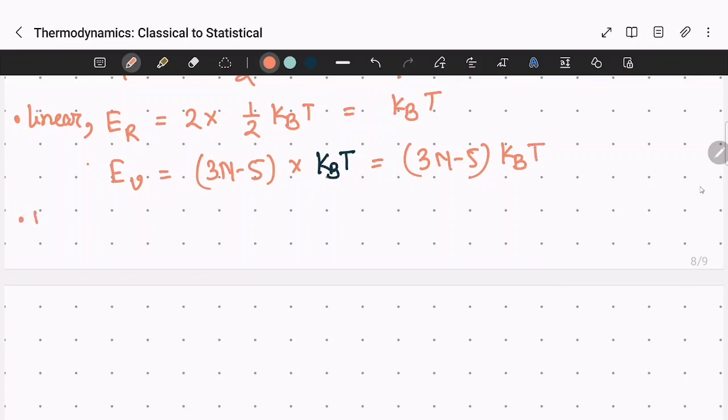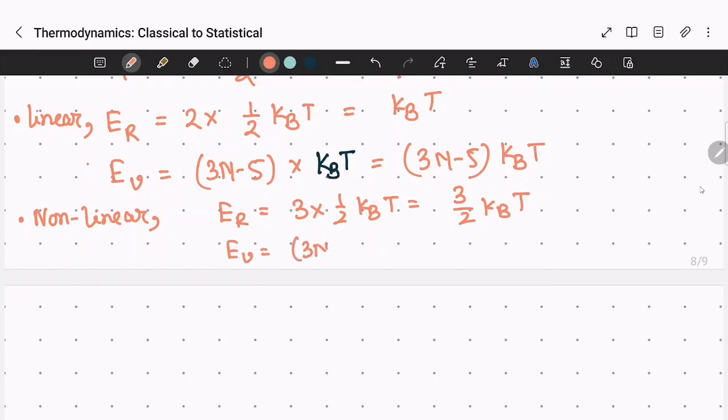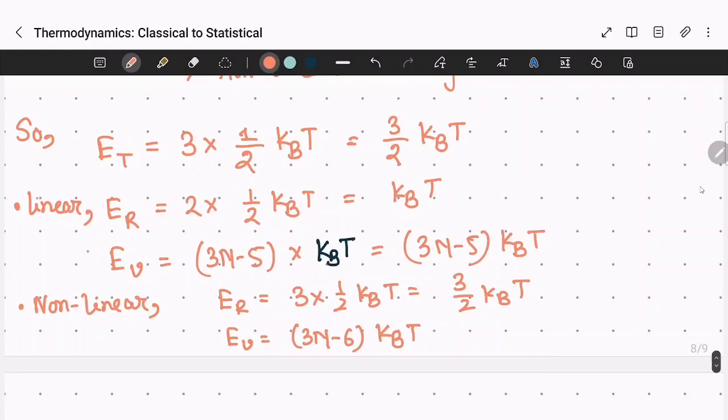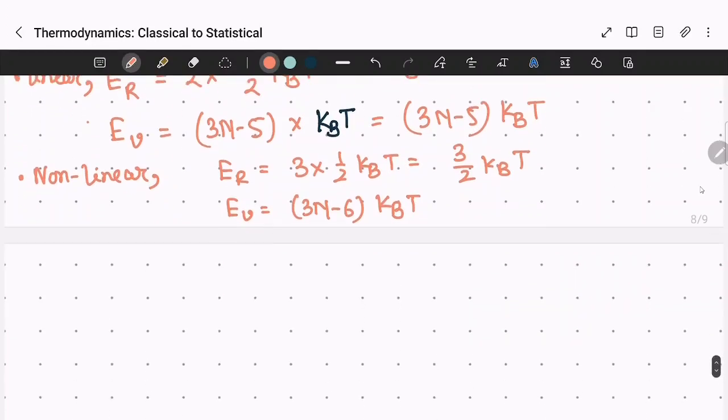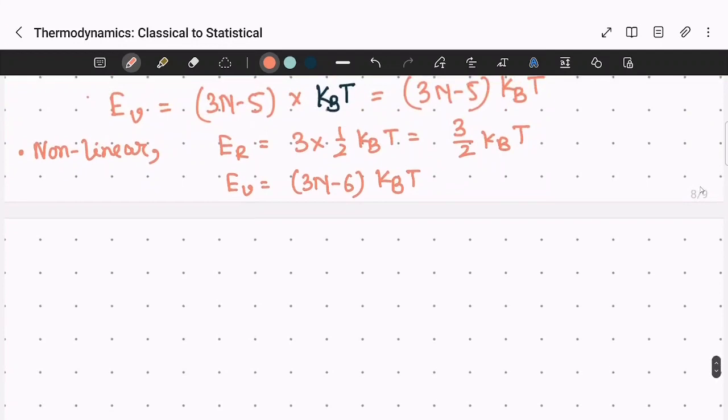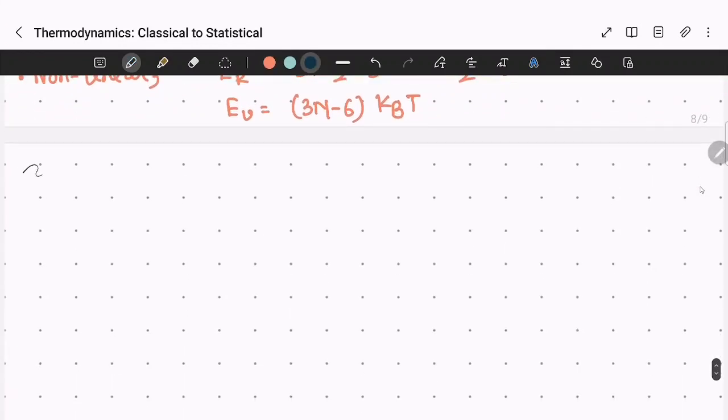Now for the non-linear case, rotation should be 3 into half kBT, which essentially gives 3/2 kBT. And similarly, E vibration will give us 3n minus 6 into kBT, not half kBT. Okay, so now this is ready. Now we have to just calculate for methane gas.